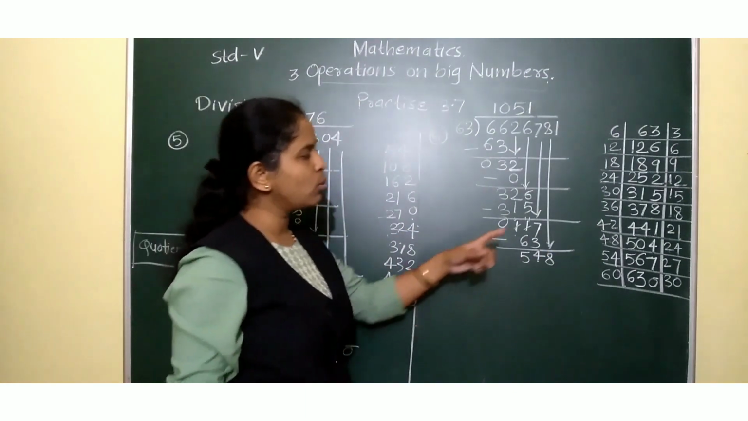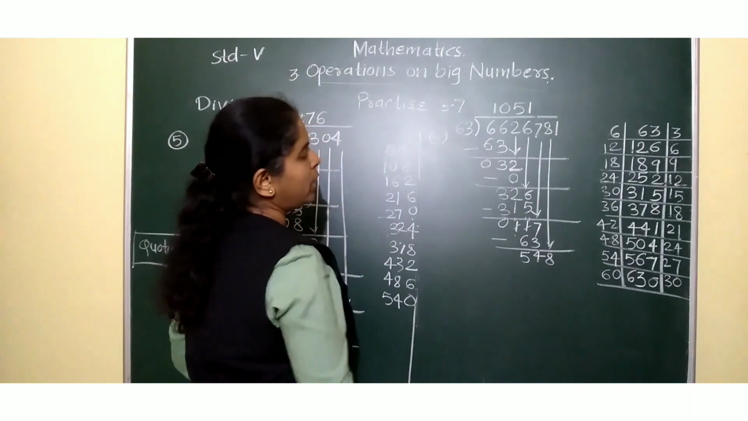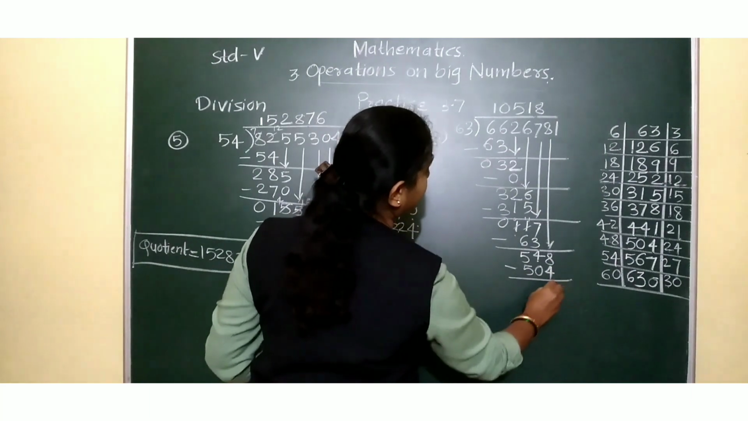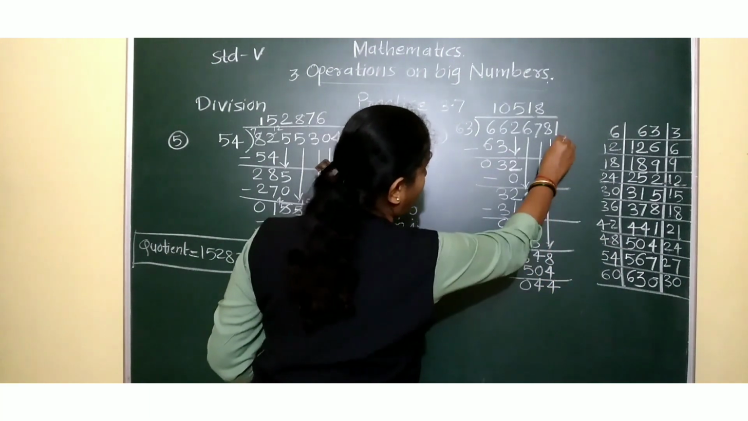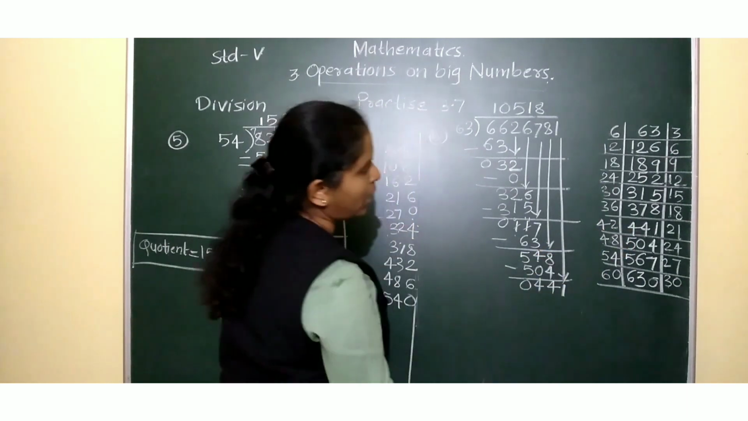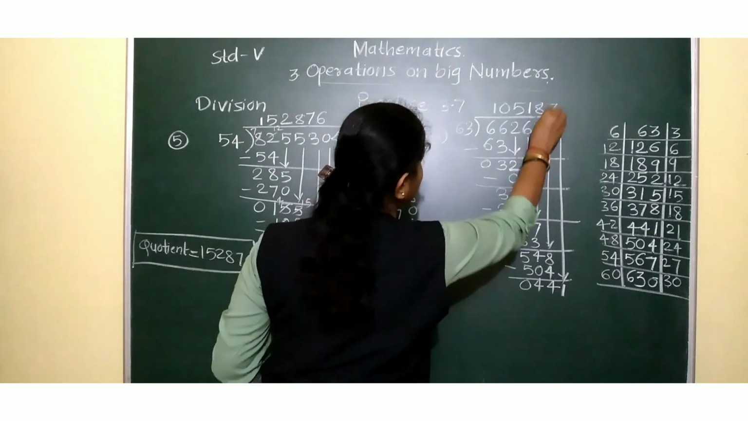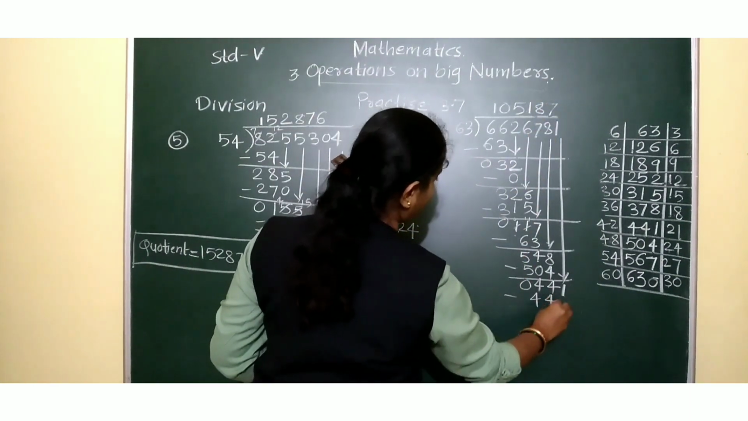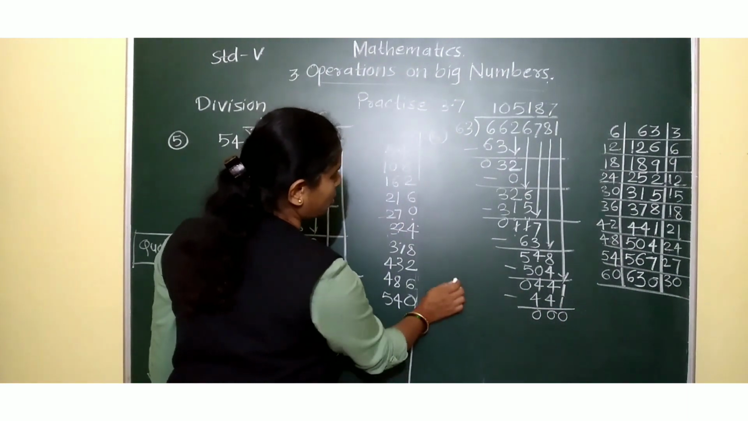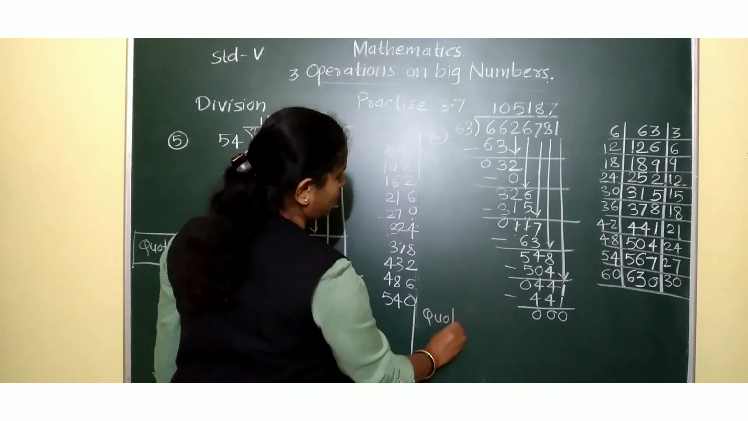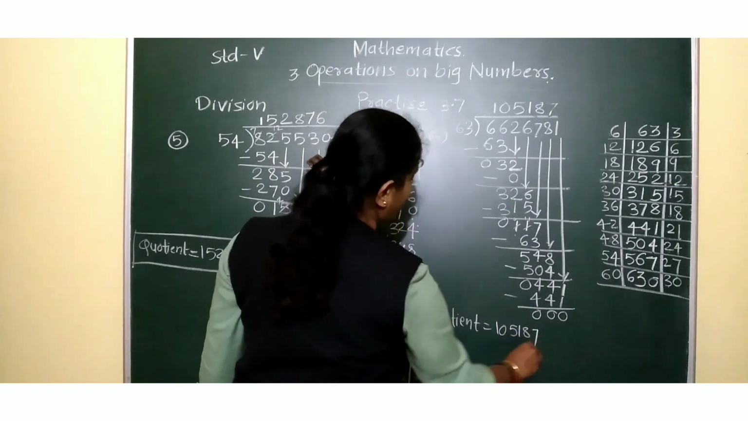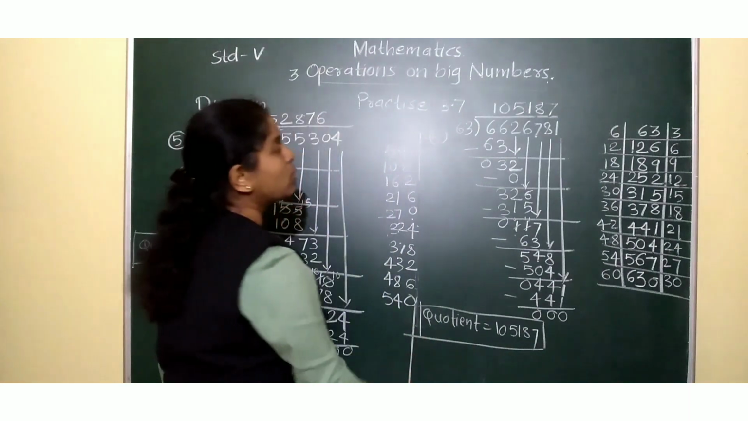548. Which number is close to this? 504. That is 8th place. 63 8s are 504. Now last is 1. Now which, see 441, is it there? Yes. At which place? 7th place. 63 7s are 441. So the answer is quotient. I will write down 105187. This is the answer of this question.